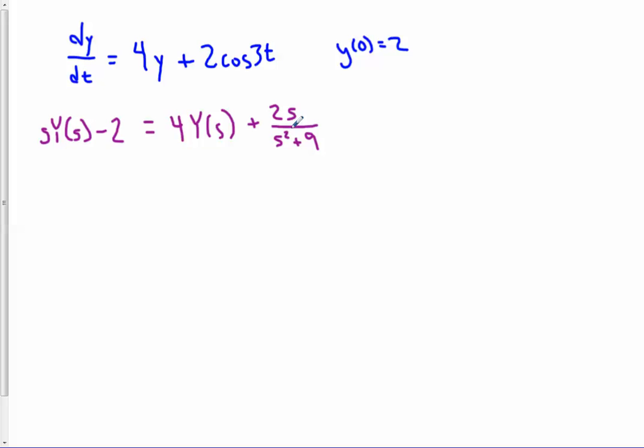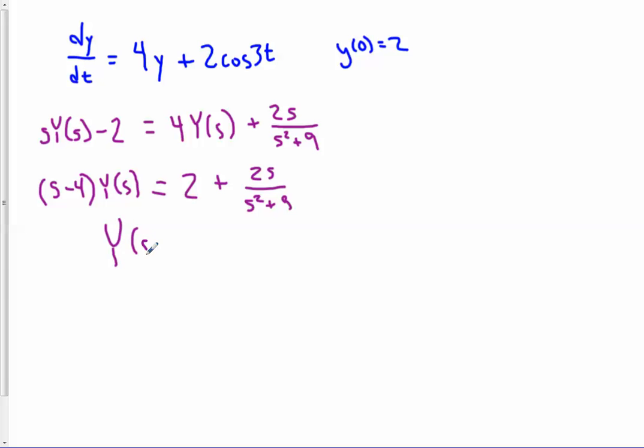Okay, so now this is our Laplace transform version of the equation. We solve for capital Y, so we bring the 4 over. You see we'll have an s y of s and a 4 minus 4 y of s, so we'll have an s minus 4 y of s. I'm going to bring the 2 over. Okay, and then we divide by s minus 4, and we will have solved for the Laplace transform capital Y.